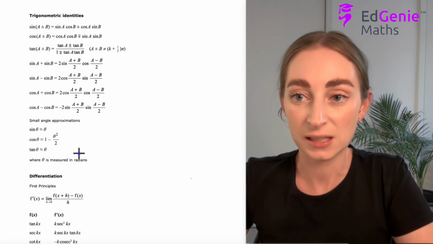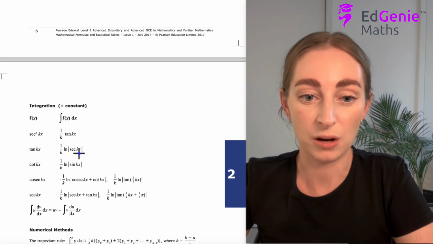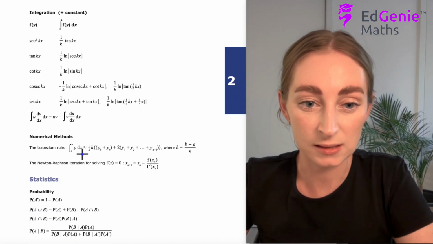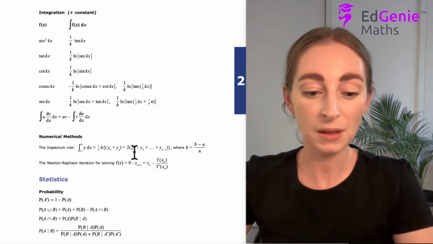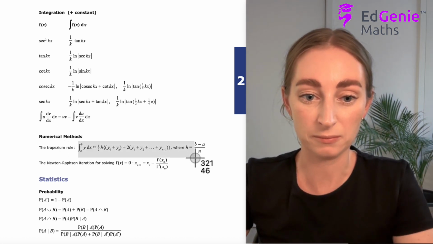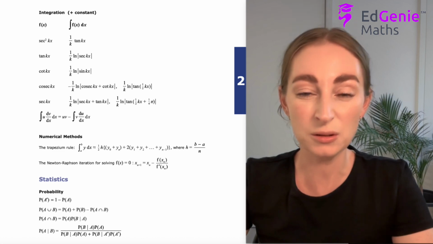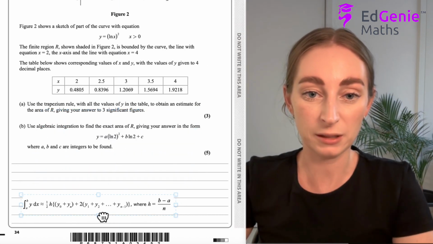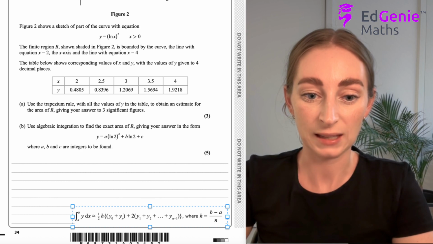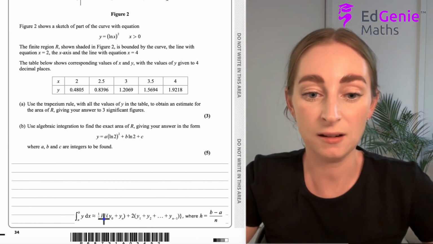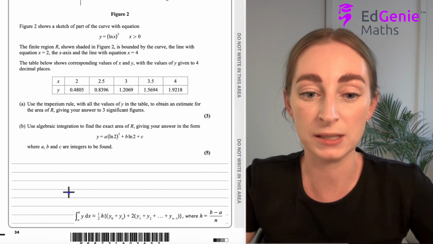So the first thing I'm going to do is go back to our formula booklet, because it is in here somewhere. Here it is. Although, if you remember your trapezium rule from primary school or secondary school, you actually won't even need this formula. But we'll put it here anyway, just in case. So here's our equation for the trapezium rule.